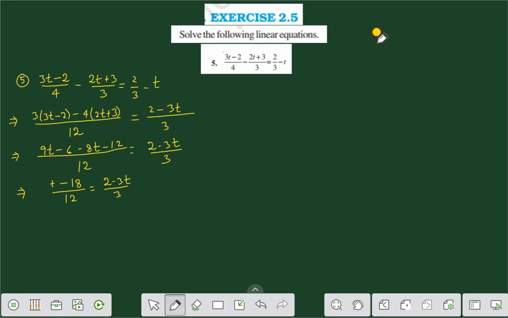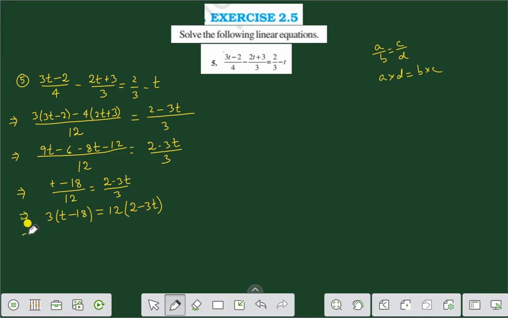That is, we know that if a by b is equal to c by d, we can write a into d is equal to b into c, right? That means this will multiply with this number and this number will multiply with this number, right? Therefore, we can say that 3 into t minus 18 is equal to 12 into 2 minus 3t.